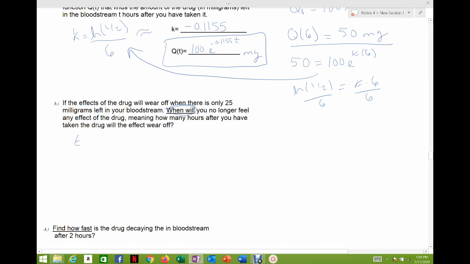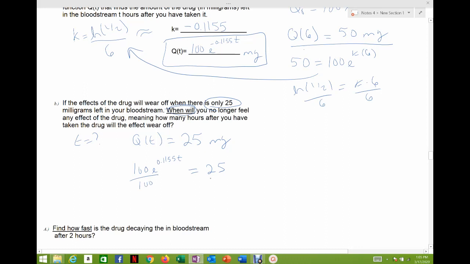So I'm looking for a time. Alright, I want to know the time when I only have 25 milligrams left, because when only 25 are left, I no longer feel the effects of the drug. So I'm looking for when my quantity, Q of t, is down to 25 milligrams, and I want to solve for time. So I take my equation that I found in the previous part, set it equal to 25 and solve for time.